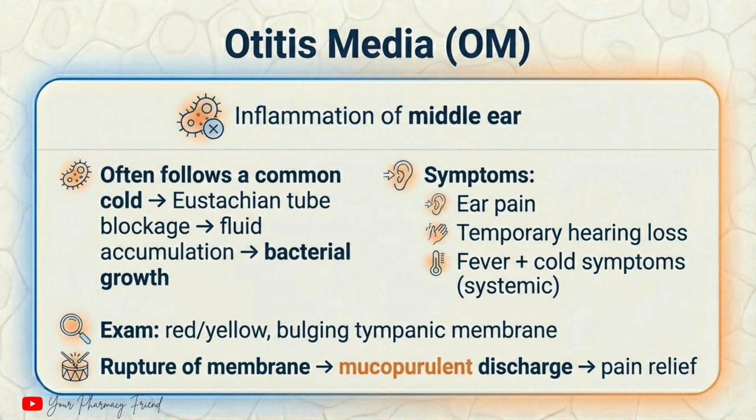On otoscopic examination, the tympanic membrane appears red or yellow and bulging. If the tympanic membrane ruptures, mucopurulent discharge may occur, and pain often decreases due to pressure relief. The presence of fever and systemic symptoms helps distinguish otitis media from otitis externa.